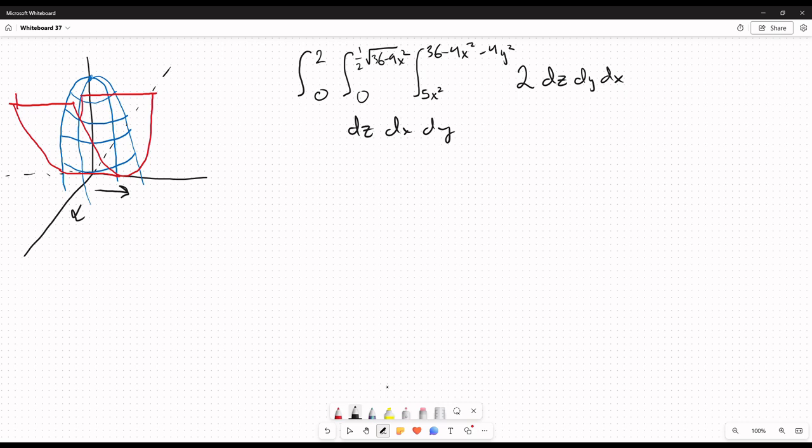So we're going to start with my inequality. What's z between? Z is between 5x squared and 36 minus 4x squared minus 4y squared, exactly like it was before. That's no different. But now what we're going to do is, instead of looking at where they intersect in terms of y, we're going to look at where they intersect in terms of x.